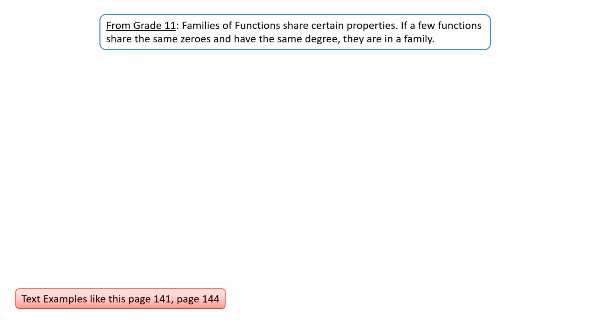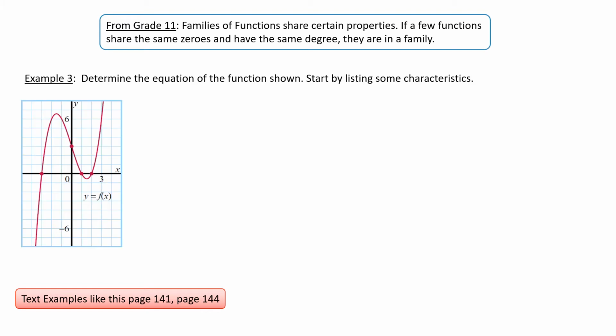From grade 11, remember that families of functions share certain properties. If a few functions share the same zeros and they have the same degree, they're in the same family. Determine the equation of the function shown. Start by listing some characteristics. Okay, you've got some ideas in mind here, what some characteristics are that we can tell. From the shape of the graph, we can tell that it's cubic. So that's important. The equation is going to have this form then.